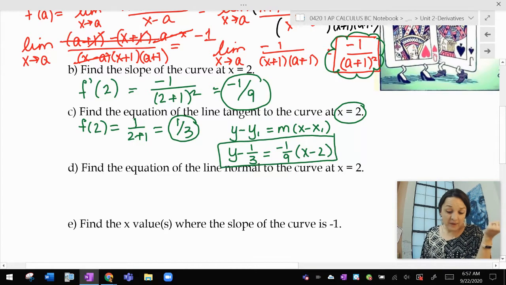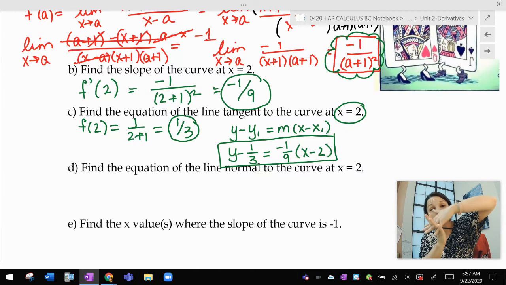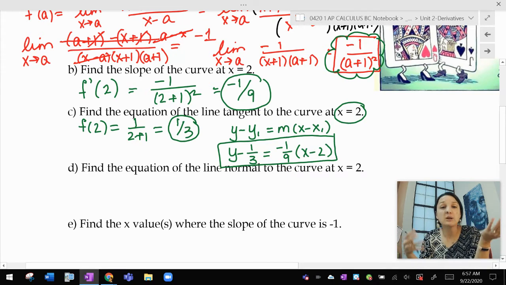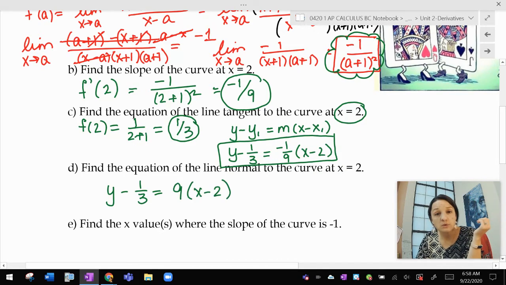Then it says find the equation of the line normal to the curve. In the notes in the previous video, we said tangent lines are really parallel to the curve, but they touch it once. Normal lines are going to be perpendicular to the curve, but they're going to go through that point of tangency. So my x1, y1 doesn't change, just my slope changes. Perpendicular, opposite reciprocal slope. So y minus 1/3 equals positive 9 times x minus 2.